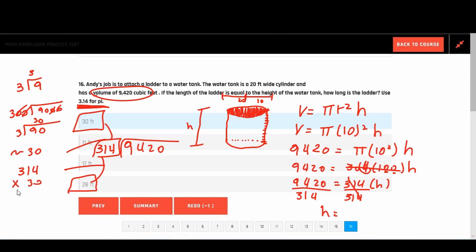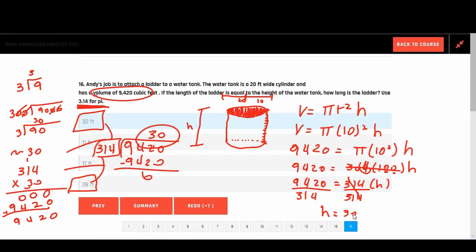So let's do 314 times 30. 4 times 0 is 0. 1 times 0 is 0. 3 times 0 is 0. Drop down to 0 since we're starting this number. 4 times 3 is 12. Carry the 1. 3 times 1 is 3, plus 1 is 4. 3 times 3 is 9. Let's add. 0 plus 0 is 0. 0 plus 2 is 2. 0 plus 4 is 4. 9 plus nothing is 9. So I know that this answer, of course, is 30. So I know the height has to be 30 feet.